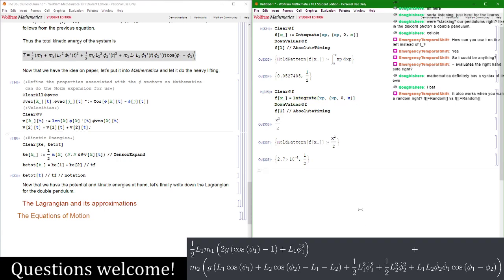Okay, but anyways, emergency says it also works when you want a random, right? f of nothing directly set to Random, which is actually a deprecated function, versus f of nothing using SetDelayed with Random. That is exactly correct. And so what we can do is, okay, that is actually a really good example.